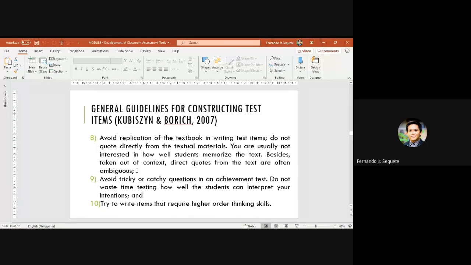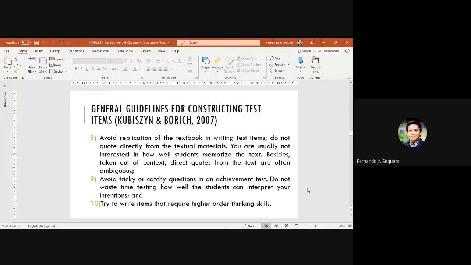Number nine, avoid tricky or catchy questions in an achievement test. Do not waste time testing how well the students can interpret your intentions. Yun nga, no? If you're to write your questions, you don't have to construct the test question in such a way na magiging trivial siya, no? So, you just have to write kung ano yung kailangan na i-question.